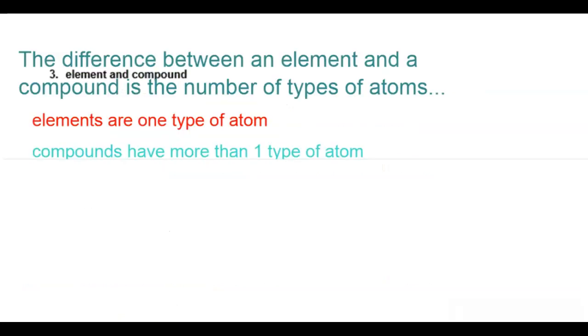Elements and compounds are both pure. So what's the difference? The difference is the number of types of elements in them. Elements are one type of atom, compounds more than one. You could have a grouping of oxygen atoms that would be considered an element, whereas a chemical combination of hydrogen and oxygen could be water. That's a compound.